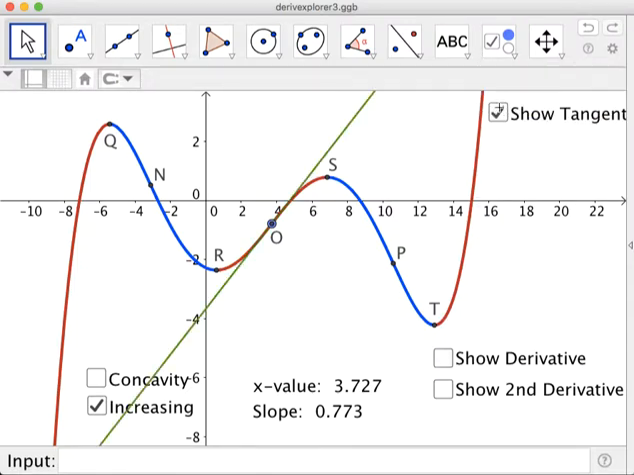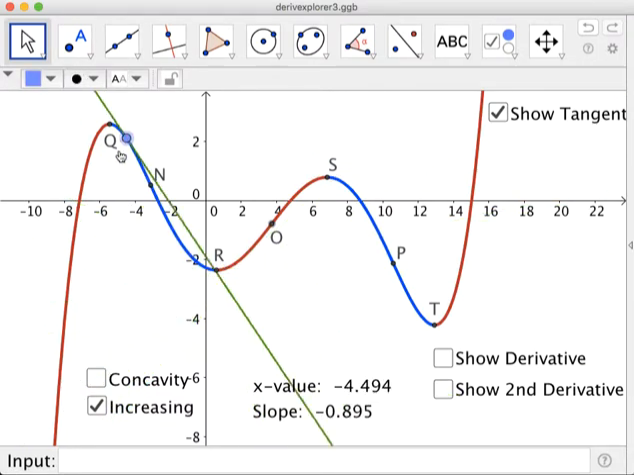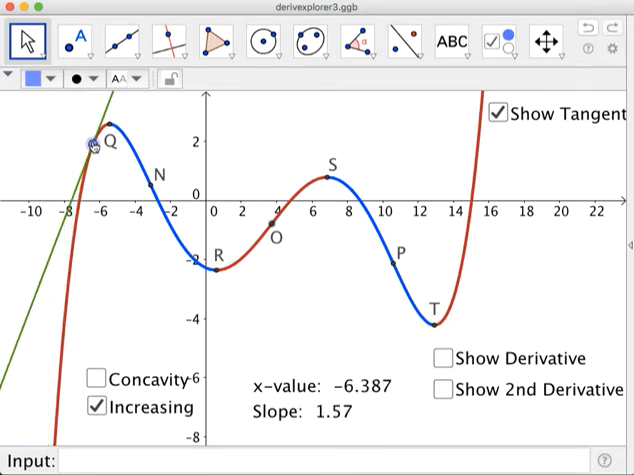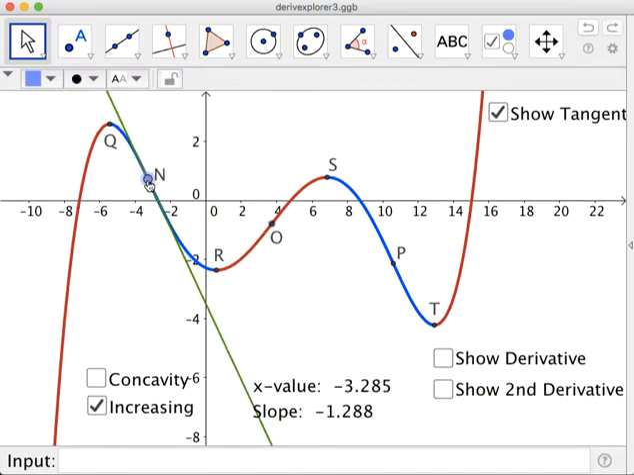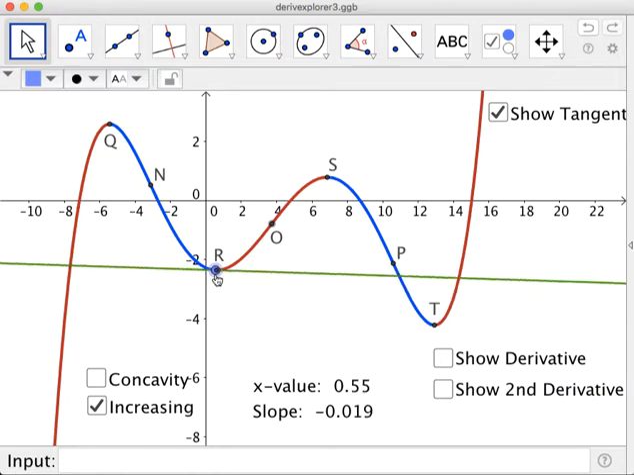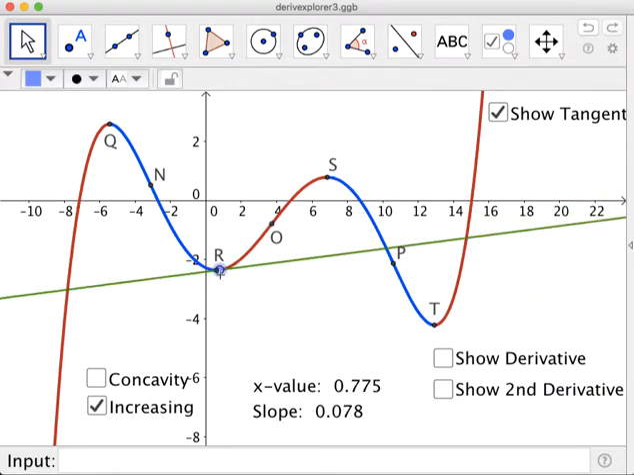All right, so let's take a look at the tangent here. Whenever the value of the function is increasing, the slope is positive. But as soon as it hits here, the slope goes to 0 and then becomes negative for this entire portion of the function.